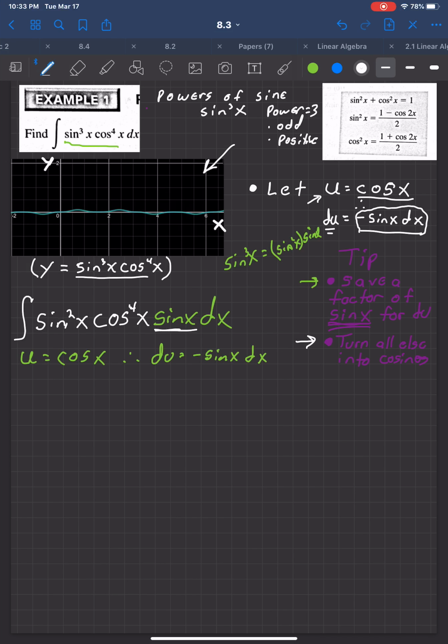Look right here, I've done my job. There's my sine of x dx. I have it in green. I'm not going to forget about it. I'm going to leave it there. What I'm looking at is what's left here. It says turn all else into cosines. So now my question to you is, how do I turn sine squared into cosines?